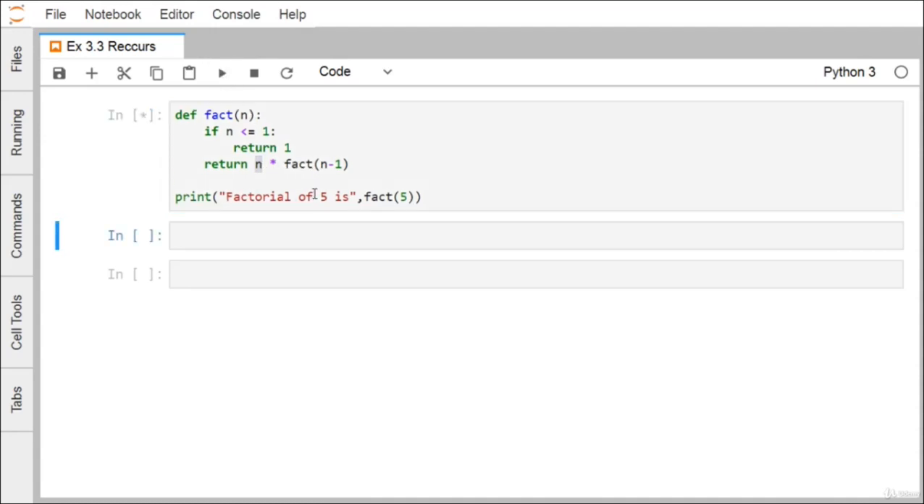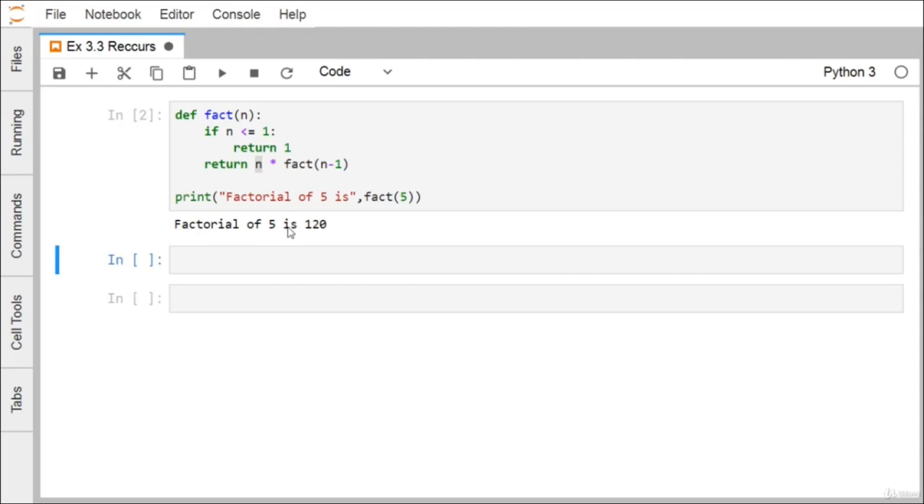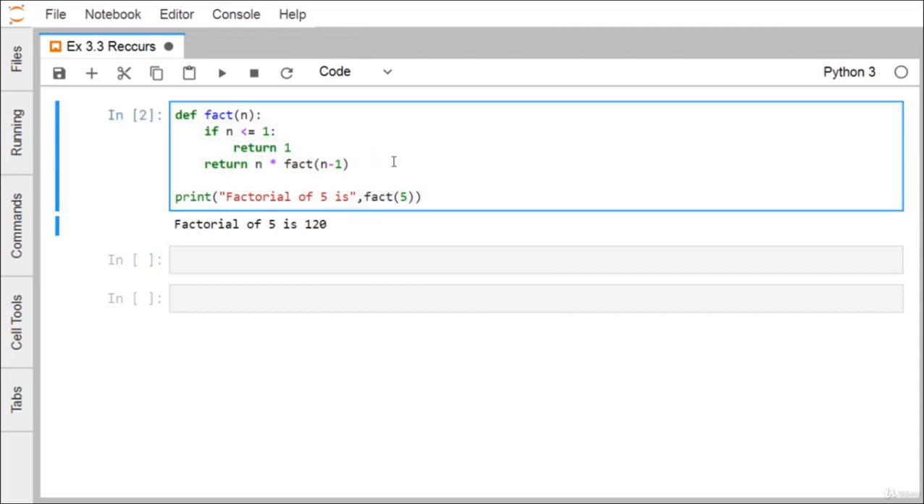So let us go for the execution. You can find that the factorial of 5 is 120. So in this way, a recursive function can be written in Python.